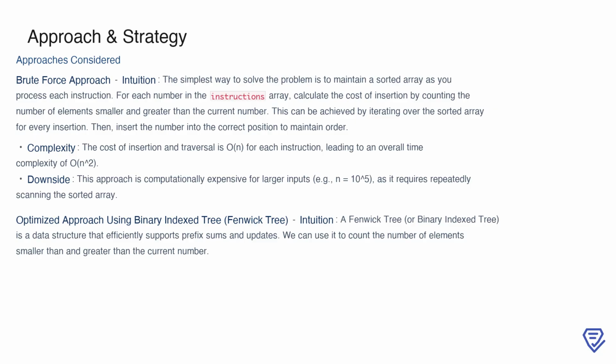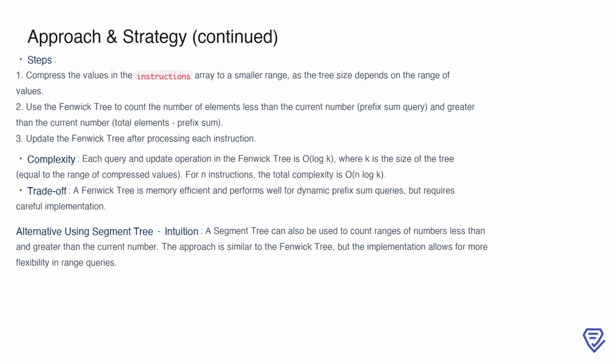One such approach is to use a binary index tree, also known as a Fenwick tree. This data structure allows us to efficiently count elements smaller or greater than the current number while maintaining a dynamic structure for updates. The Fenwick tree method introduces significant optimizations. First, we compress the values in the instructions array into a smaller range. This is important because the size of the Fenwick tree depends on the range of values, not the number of instructions. By compressing values, we ensure the tree remains compact and efficient.